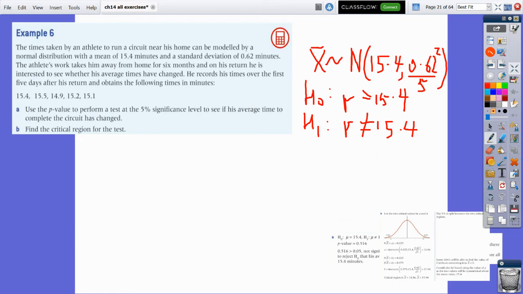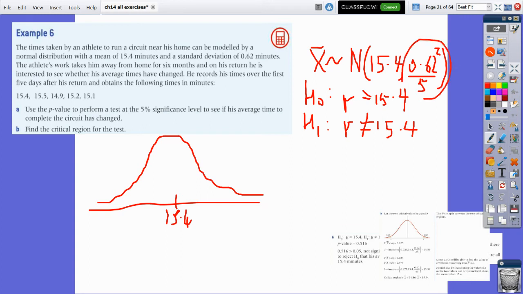Okay, so use the p-value to perform a test at the 5% significance. Now, at this stage, I would draw the original null hypothesis graph down. So here's the 15.4, and we've got the standard deviation, which we can work out from the variance, the square root of that. But we're looking to find out whether this value, the mean taken from the sample, x bar, lowercase, in this case. So what is that value?